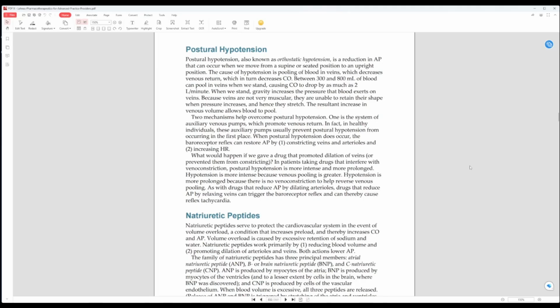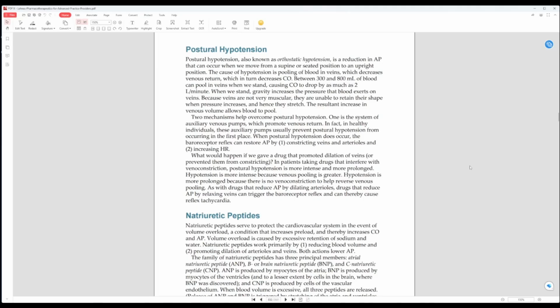When we stand, gravity increases the pressure that blood exerts on veins. Because veins are not very muscular, they are unable to retain their shape when pressure increases, and therefore they stretch. The resultant increase in venous volume allows blood to pool. Two mechanisms help overcome postural hypotension. One is the system of auxiliary venous pumps, which promote venous return. In fact, in healthy individuals, these auxiliary pumps usually prevent postural hypotension from occurring in the first place.